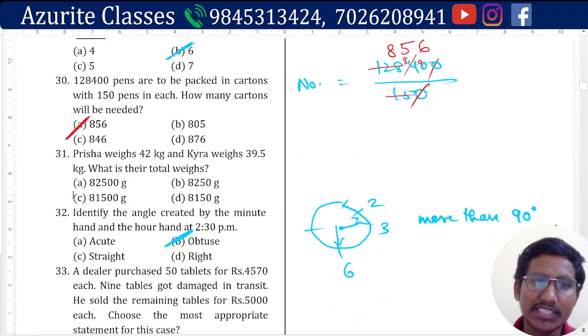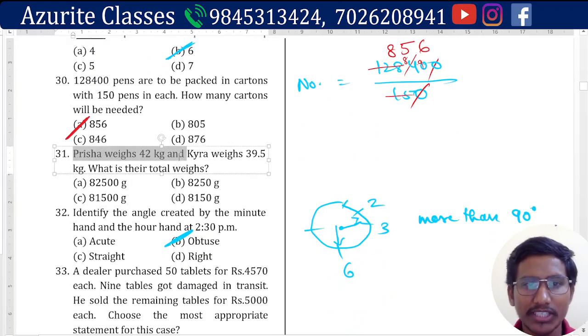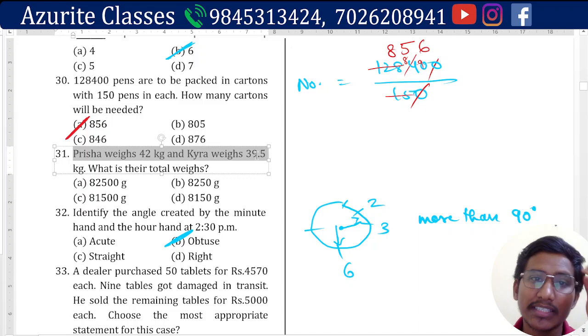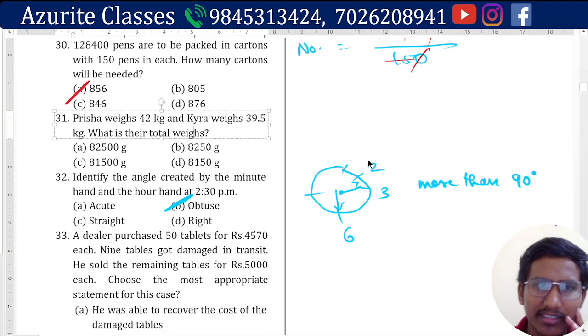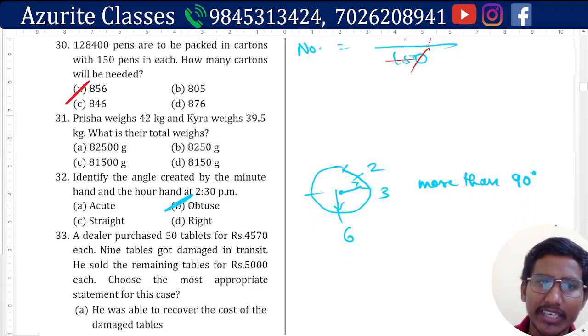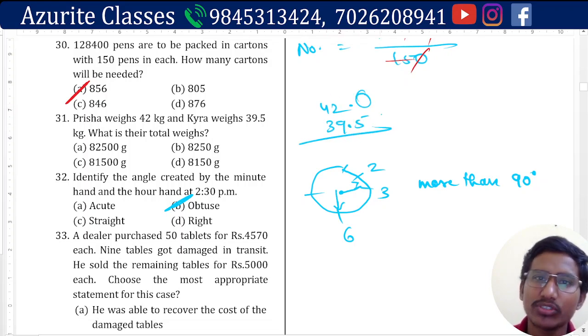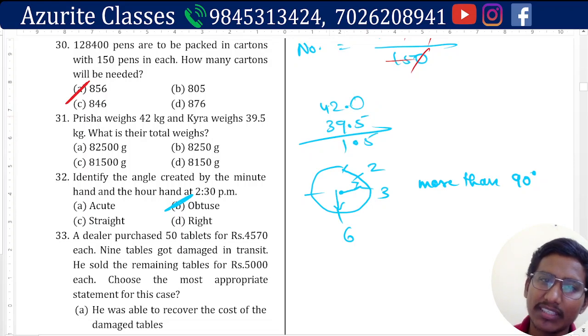Okay. Next here 31. Prisha weighs 42 kg and Kyra weighs 39.5 kg. What is the total weight? So directly add it, right? So this paper is very easy, right? So 42 kg plus 39.5 kg. So nothing means there will be point and 0 here. Okay. So I will take 42.0. So 5 here, point as it is, 2 plus 9 11, carry 1 here, 4 plus 4 8. 81.5 will be the kg. 81.5 means 81,500 kg.